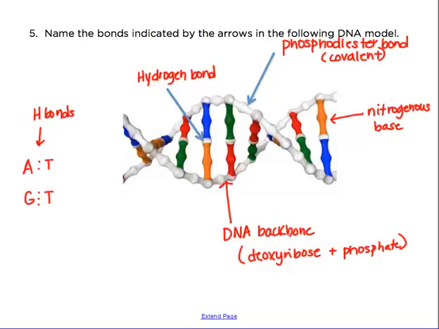Okay? So these are the two types of bonds that keep the DNA double helix together and make it a perfect genetic material.